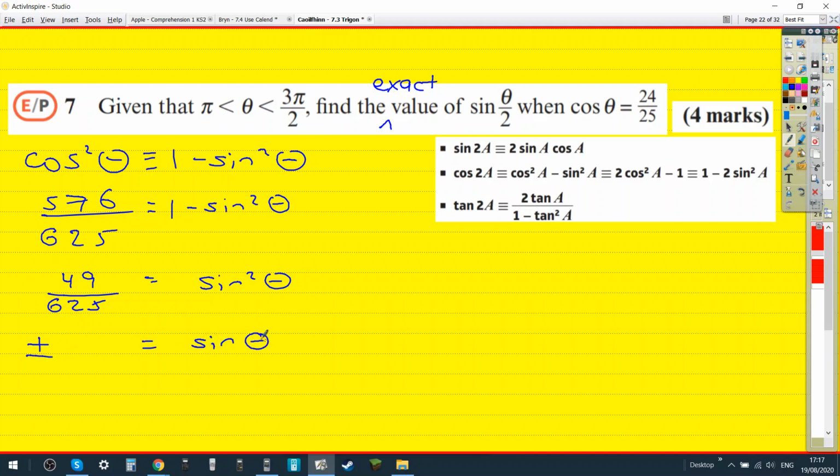And then we can use the CAST diagram. Wait, so pi is 90, right? Pi is 180. Okay, 180, and so 3 times 180. So 180 to 270 is the third quadrant, I think. So it will be negative for sine, so minus 7 over 25.